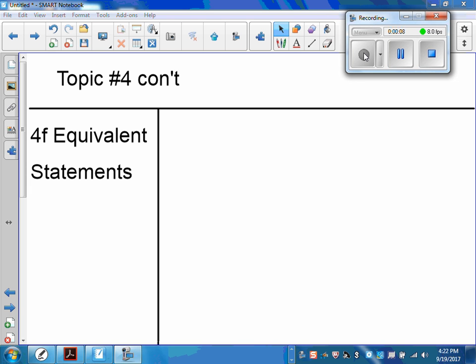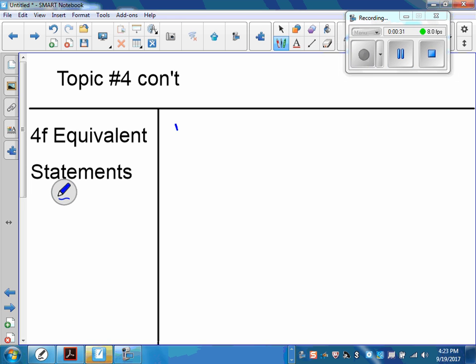There are a couple of different things to cover here. Equivalent statements is the first one we're going to start with. That's 4F, equivalent statements. Equivalent statements are really two statements that are either both true or both false.